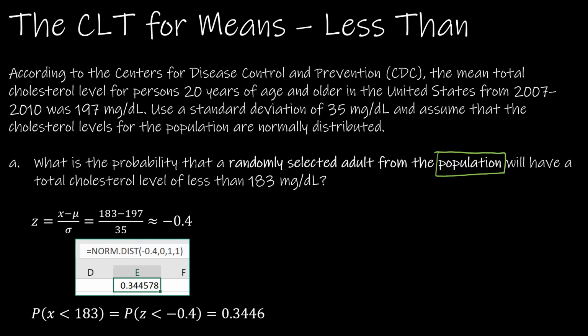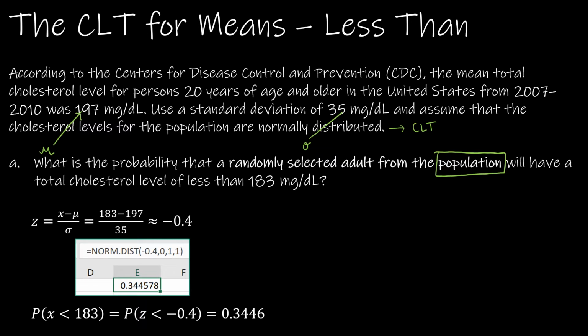So both of these deal with the following: according to the CDC, the mean total cholesterol level for persons 20 years of age and older in the United States from 2007 to 2010 was 197 milligrams per deciliter. This is considered the population. So that's going to be the mean of our population, or mu. Use a standard deviation of 35 milligrams per deciliter, so that is the standard deviation of our population, and assume the cholesterol levels for the population are normally distributed. That's code for, yes, you can use the central limit theorem because the population is normally distributed.